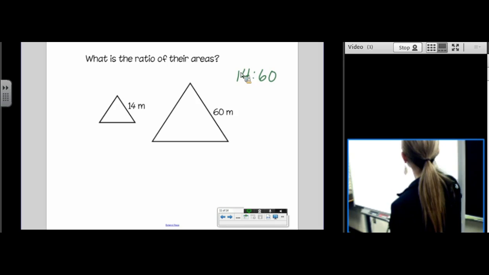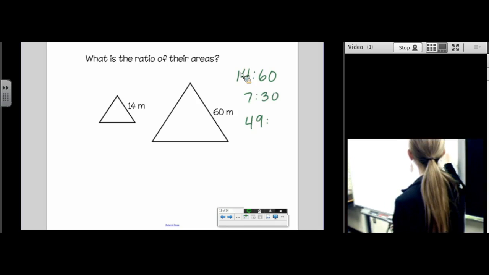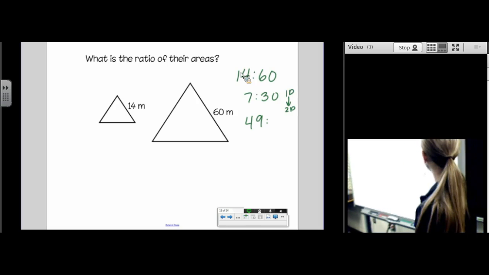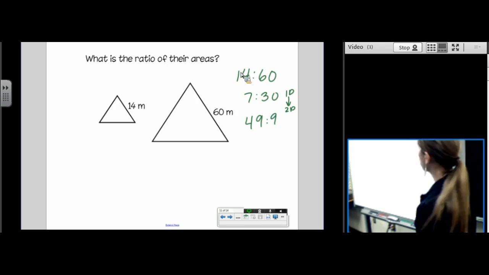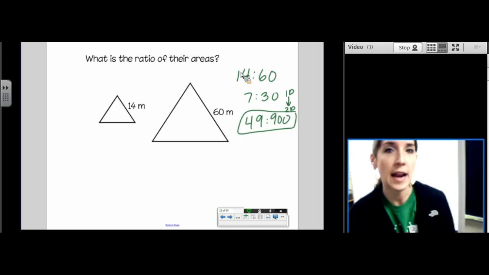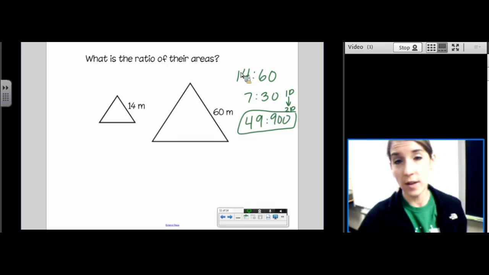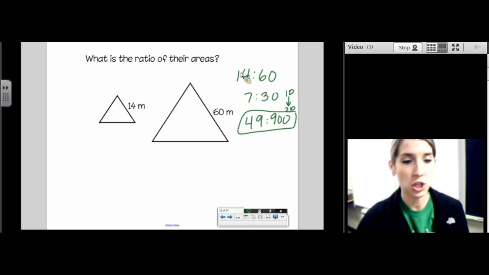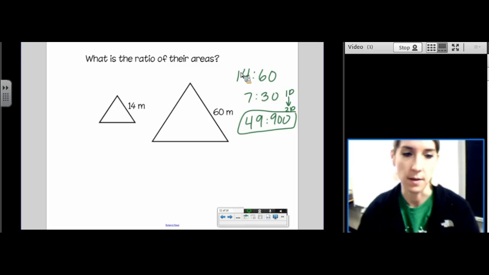7 to 30. And now we want to go from 1D to 2D. So we want to square both of our numbers. And that would be the simplified version of the ratio of their areas. Now, if you went ahead and squared 14 and 60, that's fine. Just make sure you reduce their ratio when you're done. Make sure you reduce it. Okay, good.